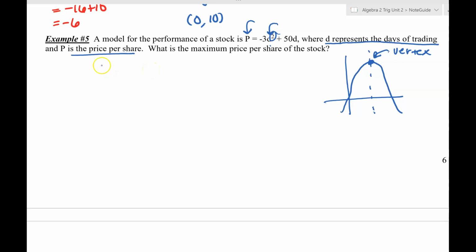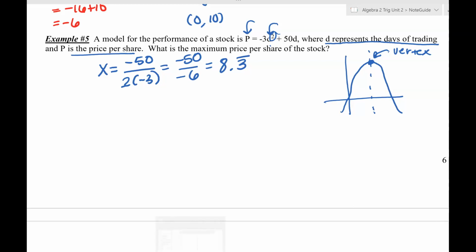So I'm going to find the axis of symmetry using that formula, negative b over 2a. That's going to give me negative 50 divided by negative 6. And when I do 50 divided by 6, I get 8.3, where the 3 is repeating, so like 8 1/3. So I know my vertex is happening at 8 1/3.